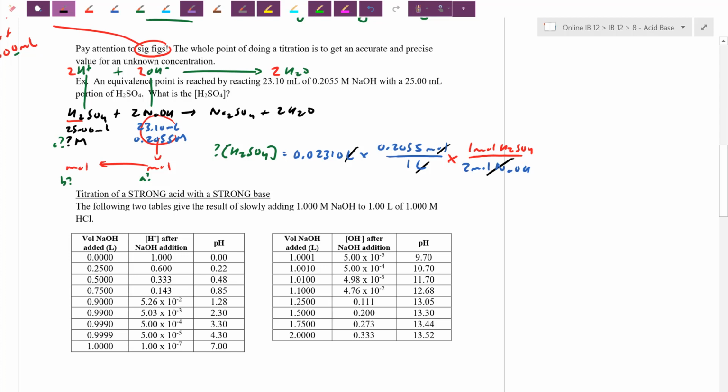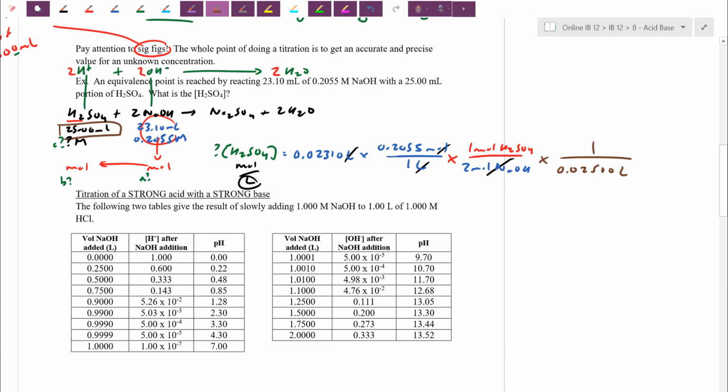This part here is a little bit weird. We're used to going top unit cancels bottom, top unit cancels bottom, and so on and so forth. In this case, I actually do want to have moles on top. I just need to pick up the initial volume in the bottom. Well, initially, it was in 25 milliliters. So all I'm going to do is divide by 0.02500. That's 25 milliliters, the starting volume, and I just put a 1 on top.